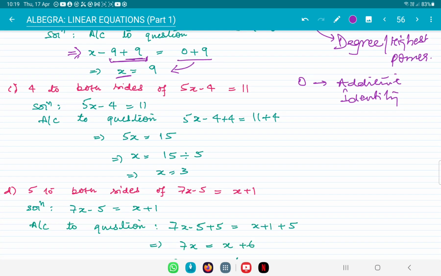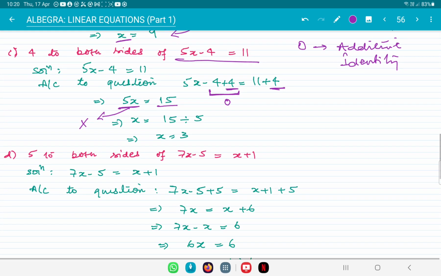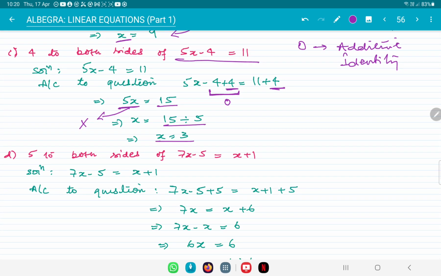Now the third one: add 4 to both sides of 5x minus 4 is equal to 11. According to the question, we will add 4 on both sides. Now minus 4 and plus 4 become 0, so we get only 5x, and on the right hand side 11 plus 4 is 15. Between 5 and x there is a multiplication, so when 5 goes to the other side it becomes division. So 15 divided by 5, so x is equal to 3.